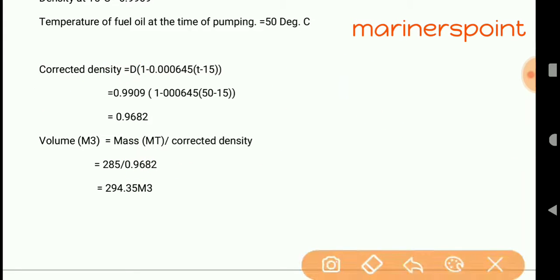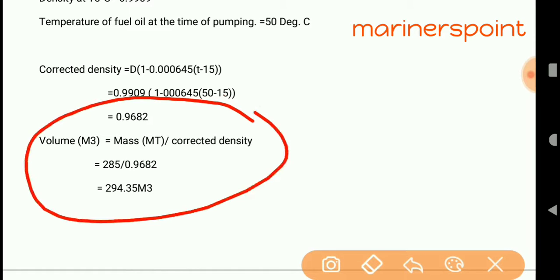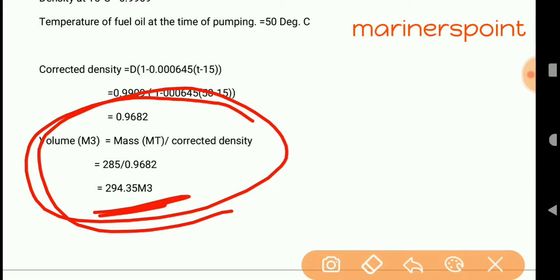Now you are taking bunker, then you are taking fuel. You have to know how much you will fill in your tank, so you have to know the capacity, and when you take fuel, you should know how much centimeter is filled. In the example you are taking 285, and you already know the density. According to that you will get this volume, and this is your volume. Then we will use the sounding table on this volume to find how much centimeter is filled in the tank.